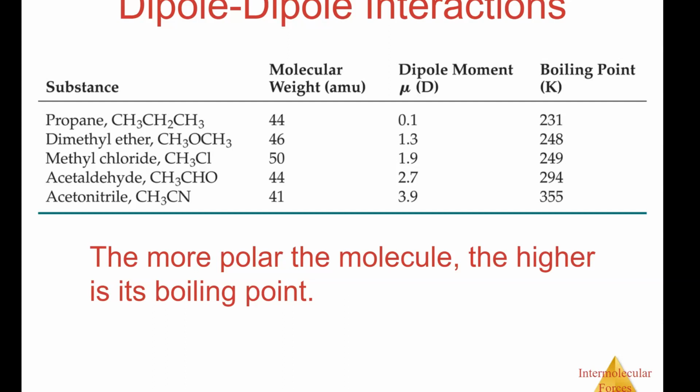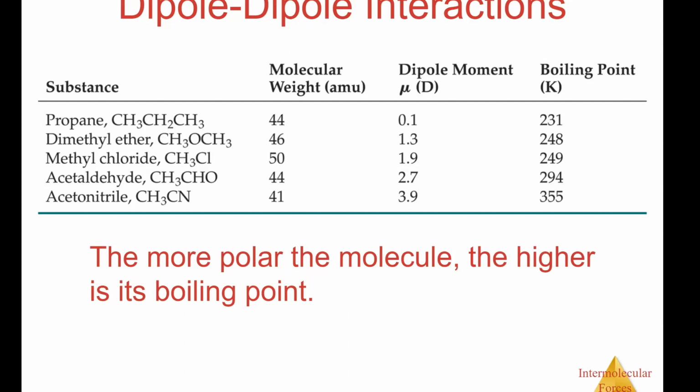So if you had to justify acetonitrile's boiling point compared to propane, what would you say? If the question said, why is it that acetonitrile, even though it has fewer carbons and fewer hydrogens, has a much greater boiling point than propane, what would your answer be? Yes? It has more dipoles.